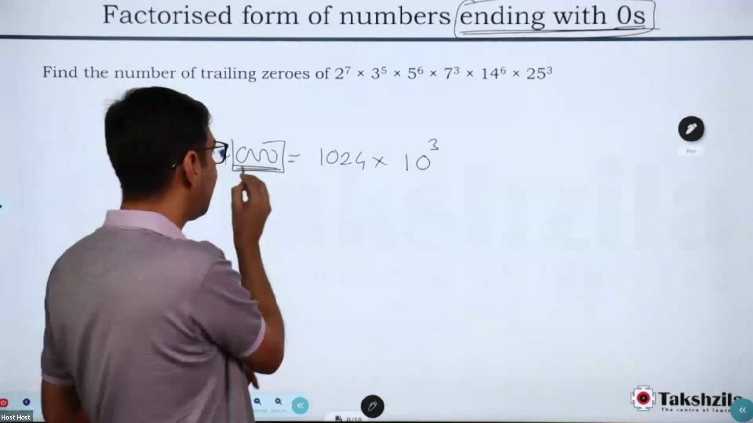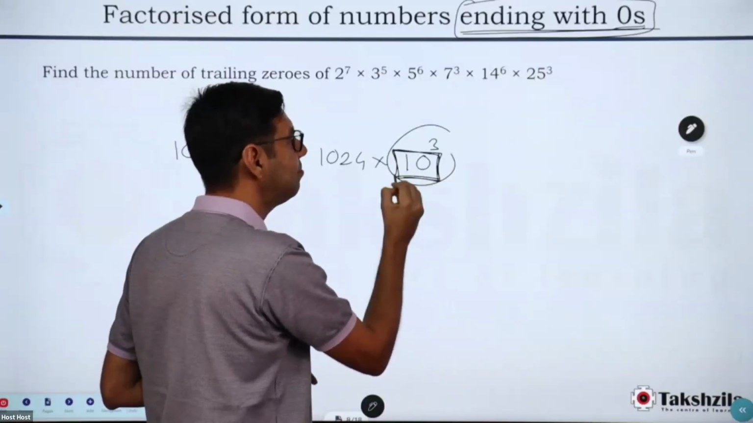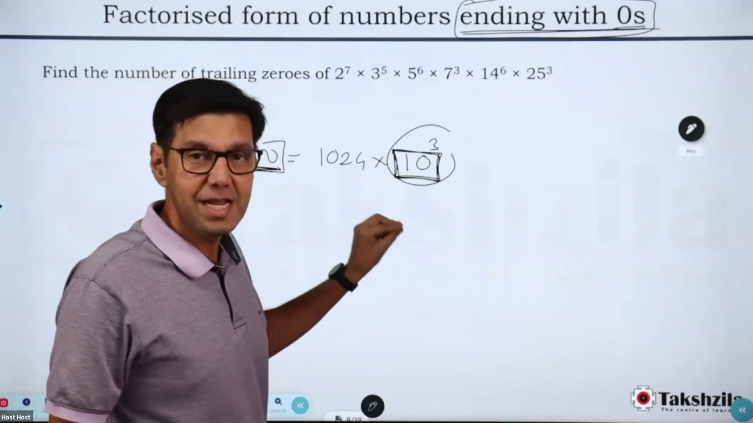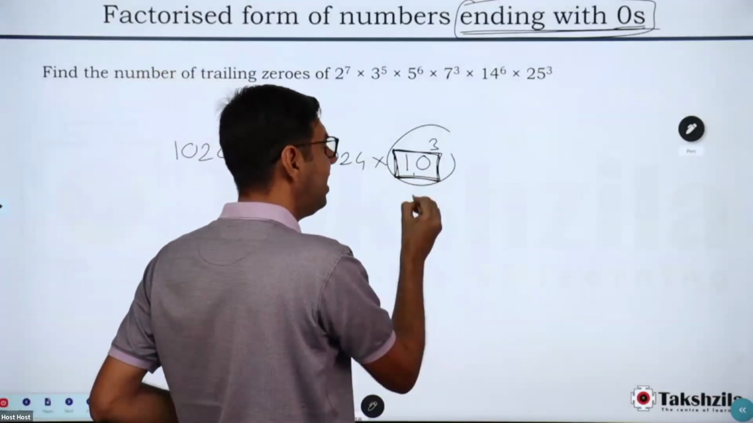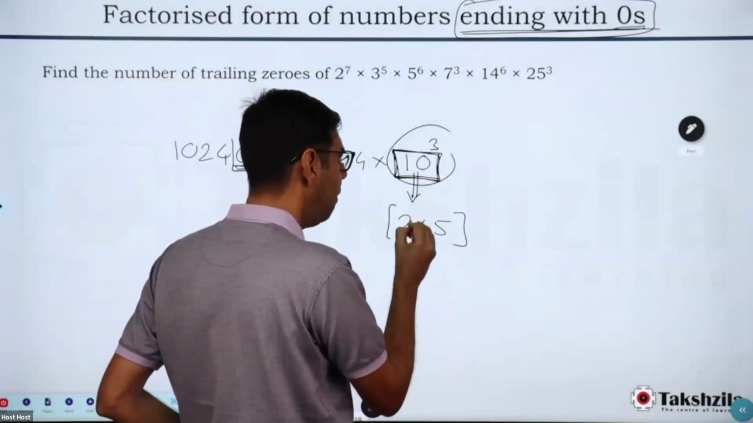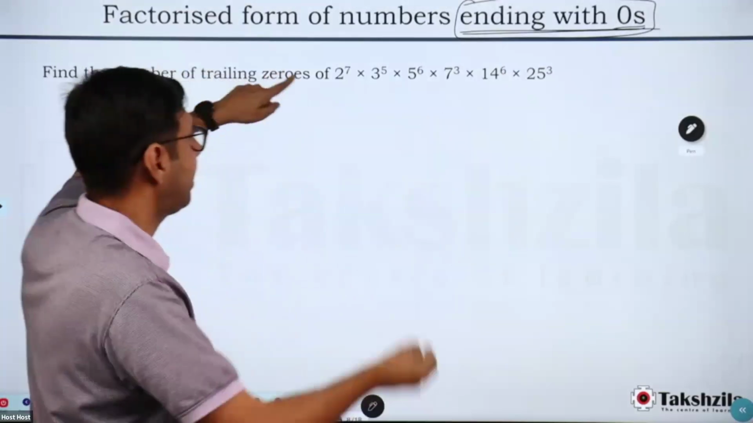So do you see that end zeros relate to 10? But please mind that 10 is not a prime number. So you are going to break it into 2s and 5s. So this ending relates to 2s and 5s. So the primes 2 and 5 you need to focus on. So pay attention to this.